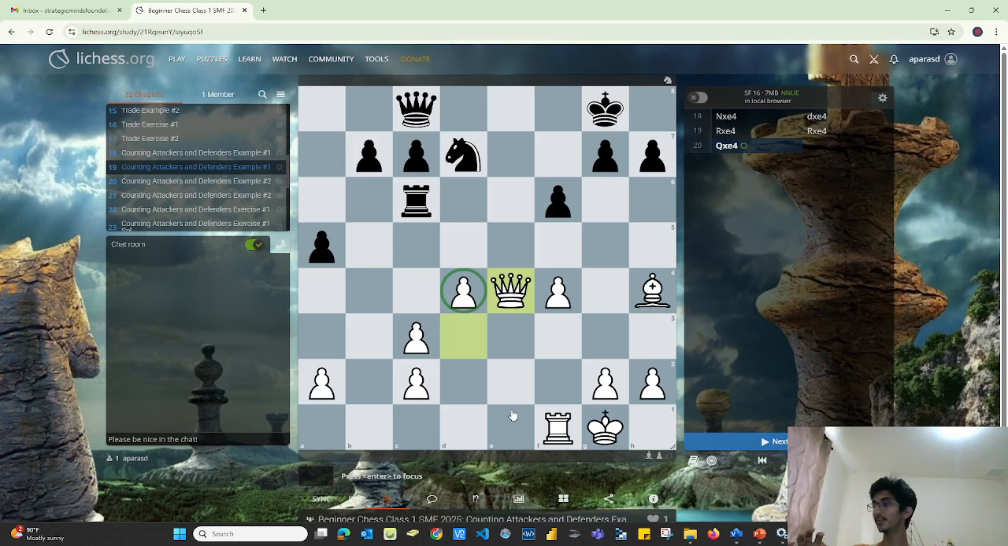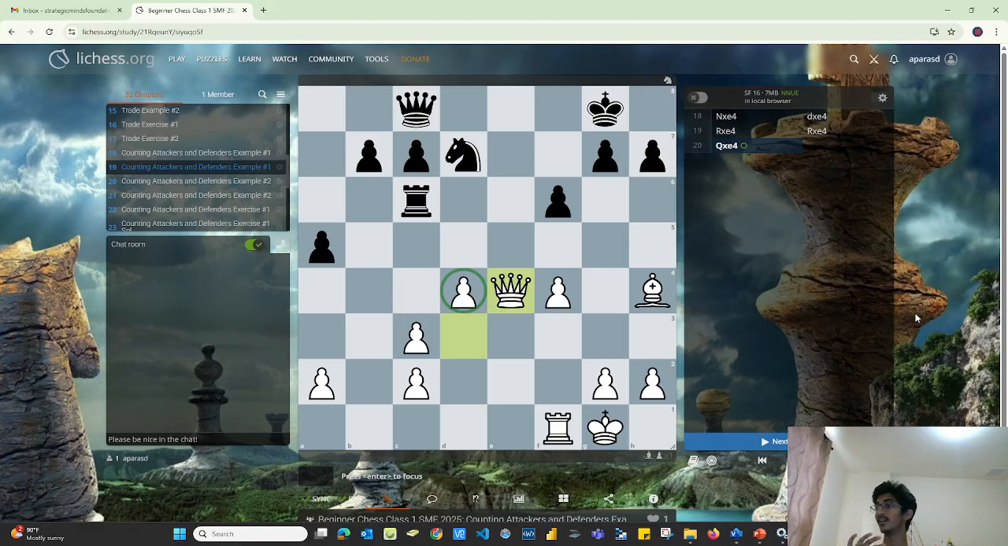And at the end of everything, what happens is that we're just up a pawn, right? We have a pawn, and black doesn't have that pawn. If you count them, 1, 2, 3, 4, 5, 6 pawns for black, and then 1, 2, 3, 4, 5, 6, 7 pawns for white. So that entire sequence of trades and exchanges was good for white.